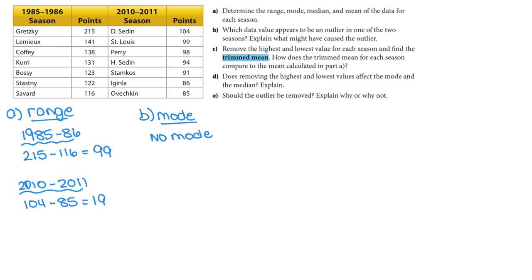For the median, remember, we have to arrange the values from least to greatest and find the middle value. Luckily, they're already arranged for us. So we don't have to arrange them. So for the 85-86 season, what I like to do sometimes to find the median is cross out the highest and lowest and keep going down until I find the middle. And so the median for the first season is 131.